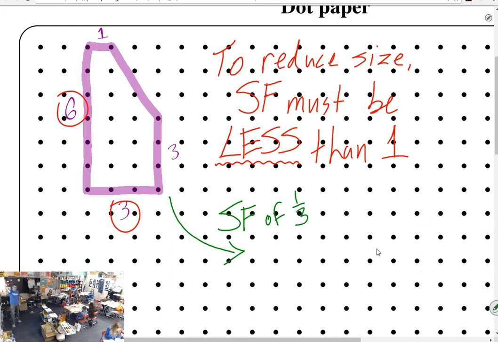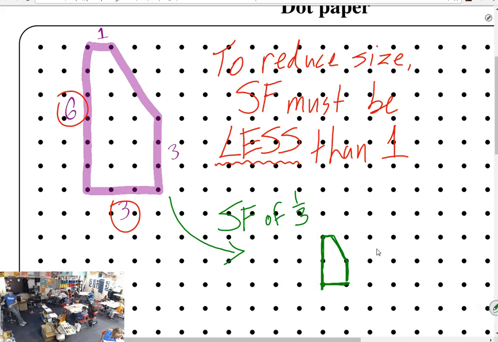So now, instead of being 6 tall, how tall will I be? What is 1/3 of 6? 2. So there's my height. What's 1/3 of 3? The width. 1. What's 1/3 of 3, my height on the right side? 1. Shoot, what's 1/3 of 1 up top there? 1/3, so now I can only go 1/3 of this gap, and then connect, just like that.